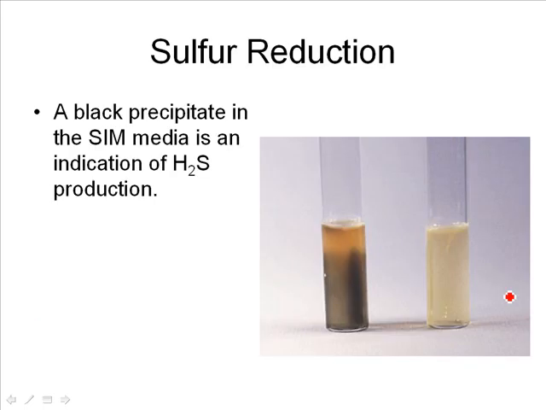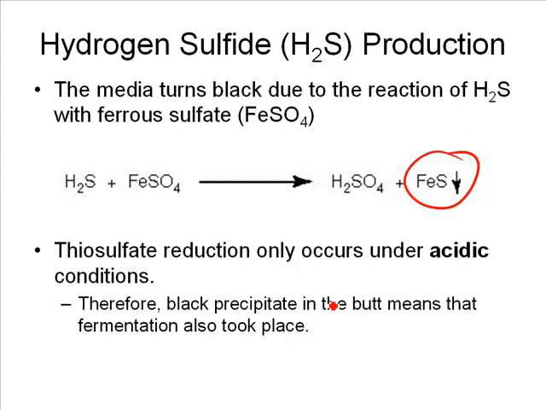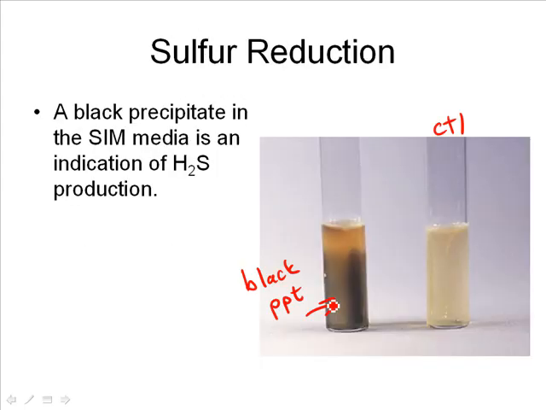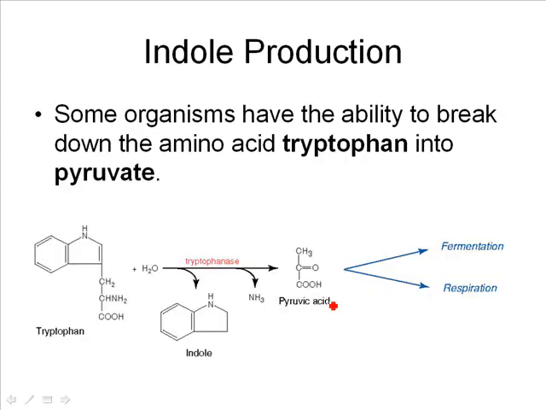So now let's look at sulfur reduction in the SIM media. Here we can see, here's our control tube. What you can see, and it's going to be even more clear in the laboratory, is a nice black precipitate produced in that tube. That's an indication then that H2S was produced and that H2S reacted with that ferrous sulfate. So that's sulfur reduction. Let's talk about indole production.